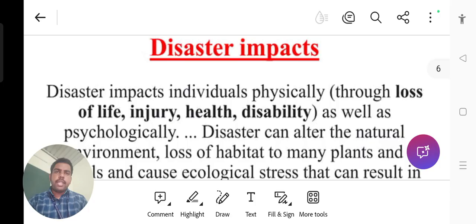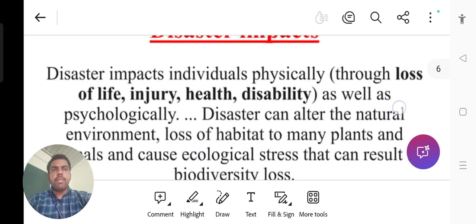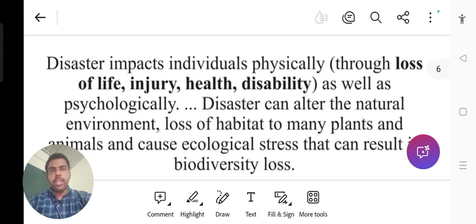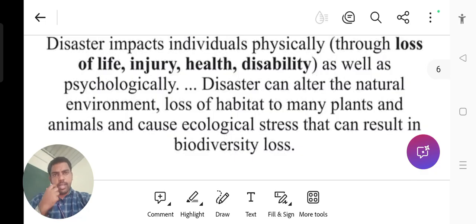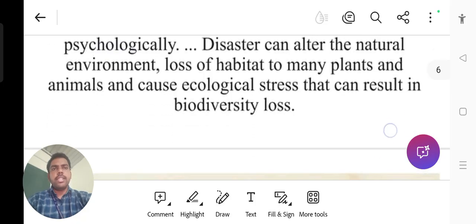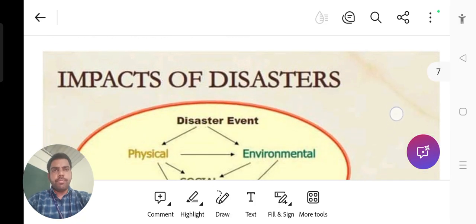Disasters impact individuals physically through loss of life, injury, health problems or disability. These mainly occur in a particular hazard or disaster, and some of us are also disturbed mentally and psychologically in that situation. Disasters can also alter the natural environment and cause loss of habitat for many plants and animals, causing ecological stress that results in biodiversity losses.